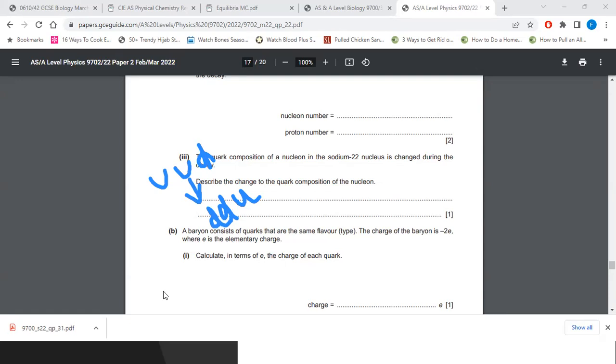3 quarks joining together was giving you a baryon. 1 quark and 1 anti-quark was giving you mesons. Okay. So only from the quarks we add. Yes.